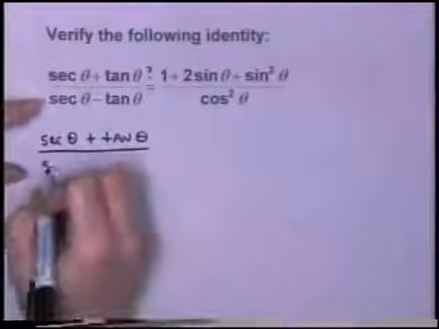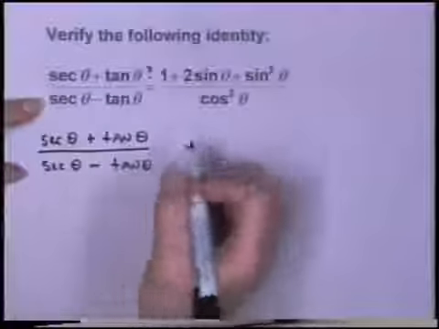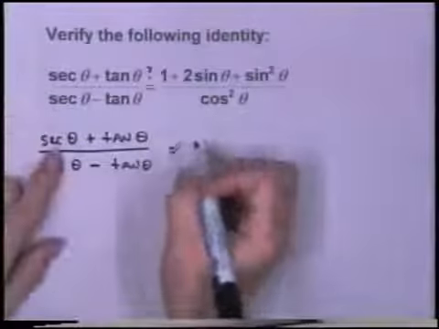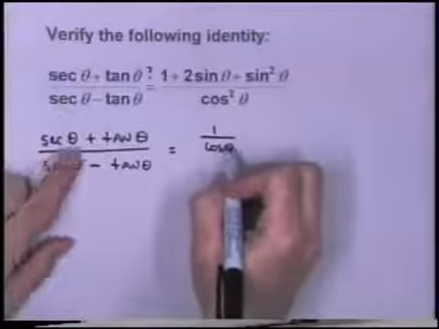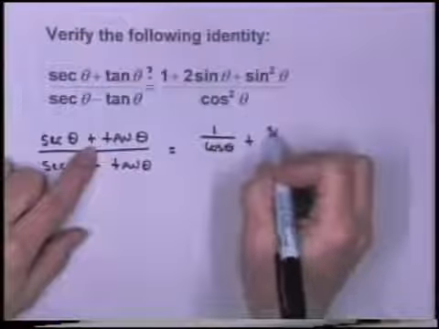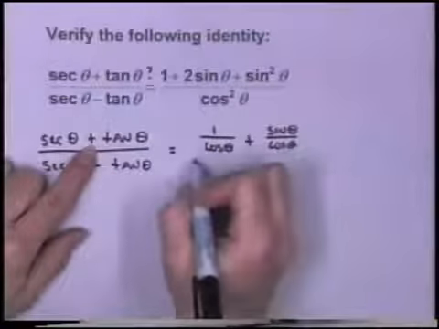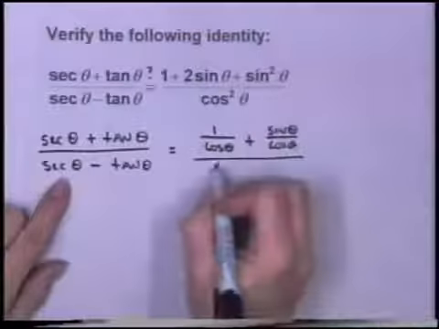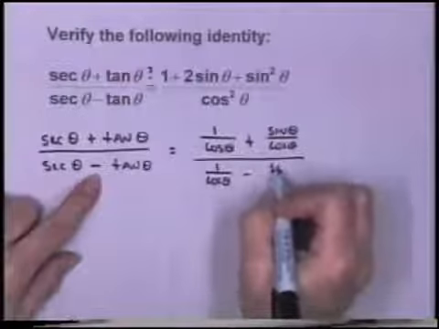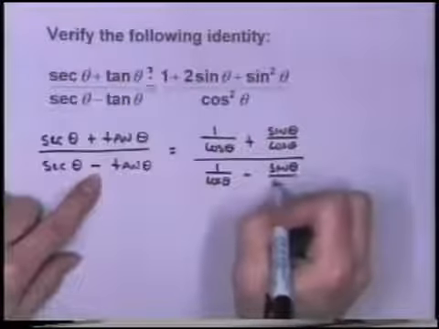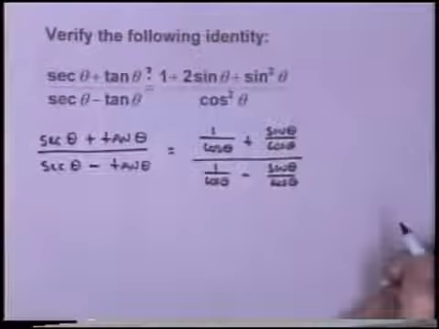Secant theta plus tangent theta over secant theta minus tangent theta. And I'm just going to go ahead right away and convert. Secant theta is 1 over cosine theta. Tangent theta is sine theta over cosine theta. Down here secant is 1 over cosine theta. This is minus sine theta over cosine theta, isn't it?